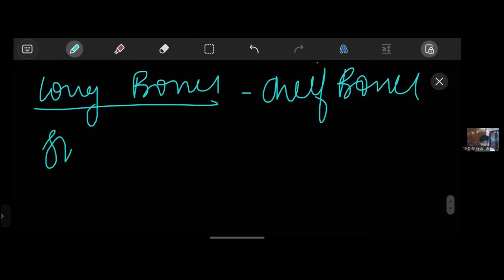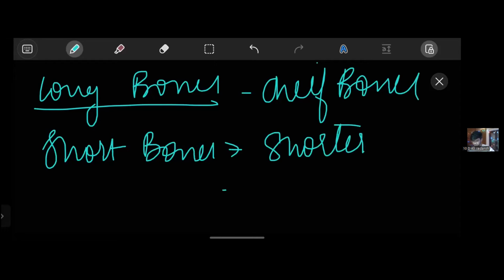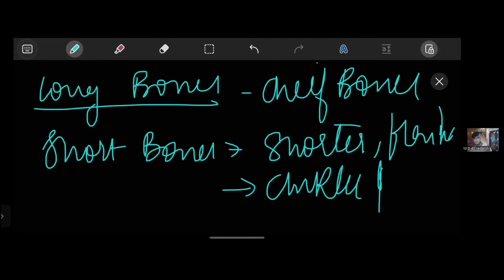Then you have short bones. Short bones are like box-shaped and spongy. They show little to no marrow, such as in your ankle. Your wrist, sorry, ankle is in your legs. This is your wrist. So the bones here are very, very short. As I told you, short bones are bonded together. They are shorter and present in ankles, shorter and flexible. Because if short bones were not present here, we would not have this much flexibility. Ankles and wrist are common examples.